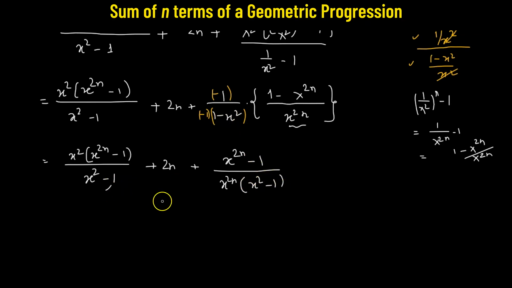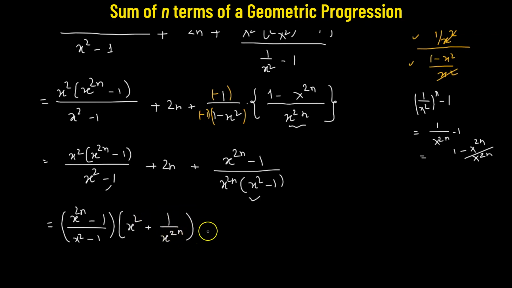Now what we can do is combine the first term and the third term by taking x raised to the power of 2n minus 1 divided by x squared minus 1 as the common factor. So this will now get multiplied by x squared plus 1 over x raised to the power of 2n, plus 2n. So this is going to be the sum up to the n terms of the given series.